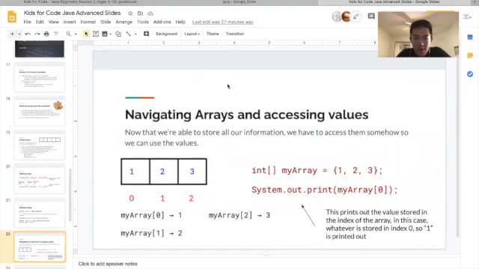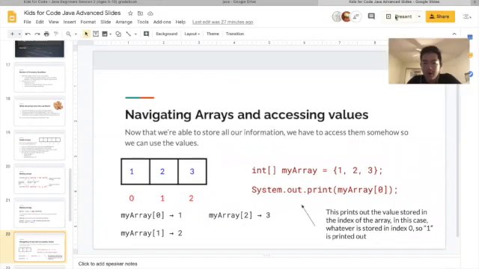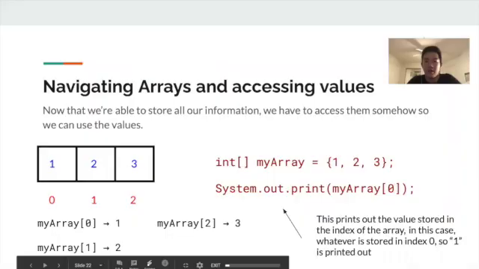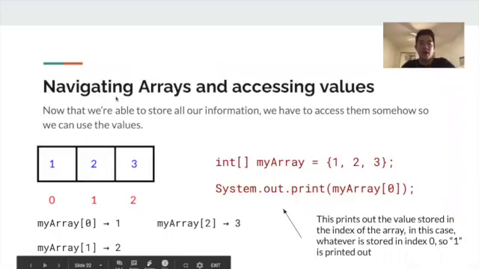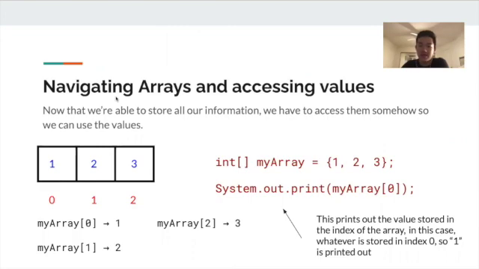So we've done this one, and now we're going to go over navigating arrays and accessing values. So now that we're able to store our information, we have to access them somehow so we can use the values. Access just means how are we going to get them? Another thing I want to go over is the data that's in each box is called an element. So the blue numbers here are elements, and the red numbers are the index numbers. So for example, the first element is 1, but the first index number is 0 in this example here.